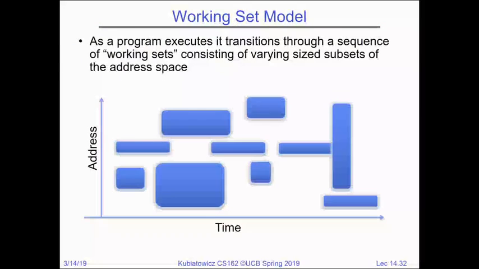So one of the things we're going to address here is we're going to start talking about things like the working set model. So as a program executes, it transitions through a sequence of working sets. So here we have time on the x-axis and addresses. So this is the address space. And if I were to watch an execution, what I would see here is that over time, certain addresses are in use, and then they go out of use while other ones come into play.